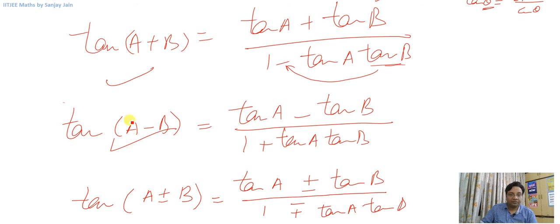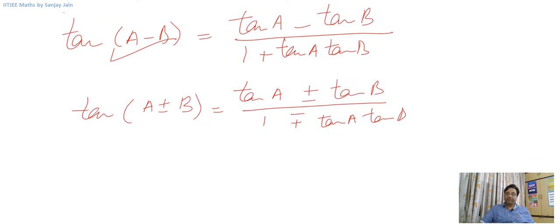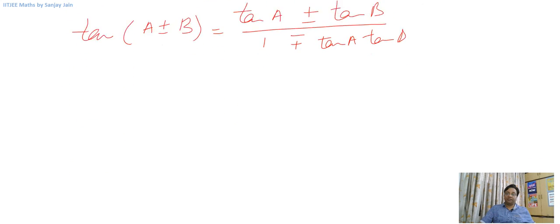So if I've got a plus sign here, I'll have a plus sign here and minus here, and if I have got minus, then these signs will be changed. So this is the formula for tan of A plus B. So I have found all these formulas, that is sin A plus B, sin A minus B, cos A plus B, cos A minus B, and similarly for tan A plus B and tan A minus B. So these are something that you need to memorize, right?